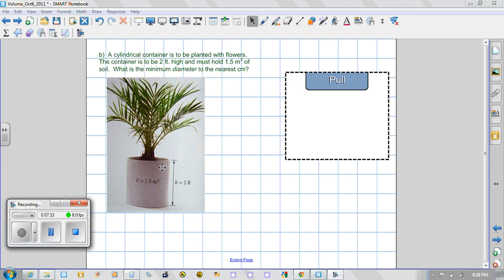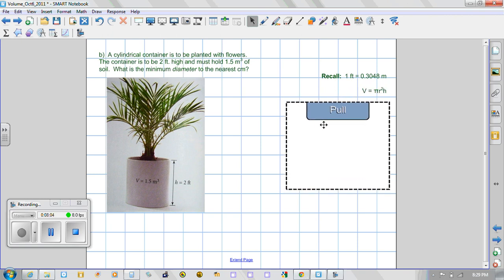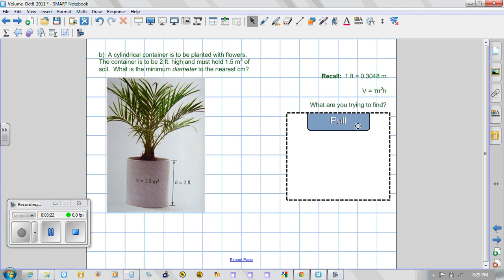If you pause the video long enough to give this some thought, there's a few things that should come to mind. Here are some considerations. We might need to consider how feet and meters are related. You're going to see this particular conversion fact in assignment 3, where you have to practice converting from one unit of measure to another. You should consider that the volume of a cylinder is pi times the radius squared multiplied by the height, or the depth of the cylinder. Give consideration to what you're trying to find. You want the diameter. So how is the diameter related to the variables in this formula?